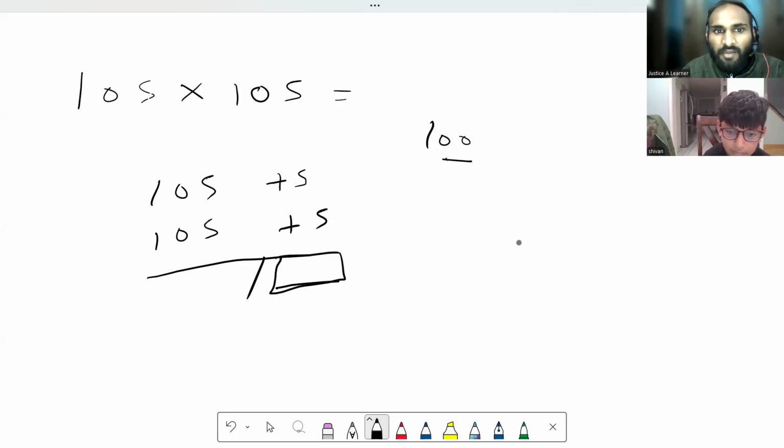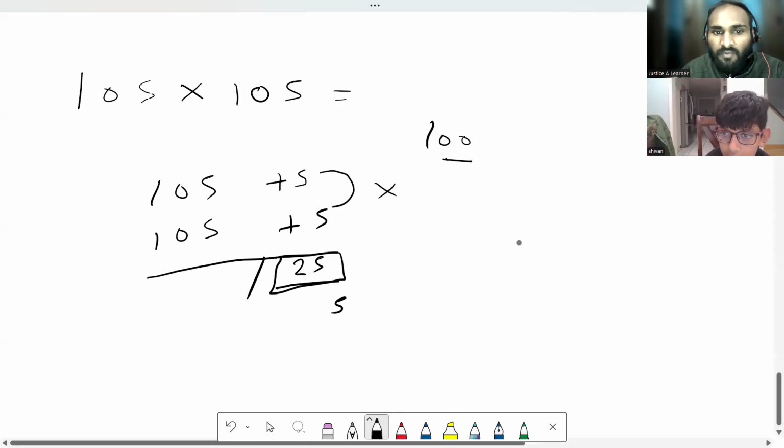So how are we going to calculate it? We will just multiply these two numbers. So 5 times 5 is 25. We will always write two digits here. If there would have been 5 only, then we would have written 05. Always two digits in this section.